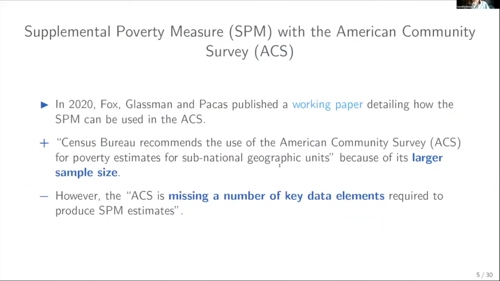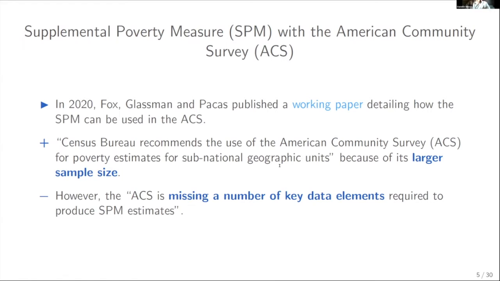The American Community Survey, or the ACS, has a larger sample. It's about 3 times the size of the previous survey that I discussed, the CPS-ASEC. The benefit is that, because it's large, it can produce estimates at the public use microdata level, but the drawback of this survey is that it's missing a number of key data elements required to produce the supplemental poverty measure.